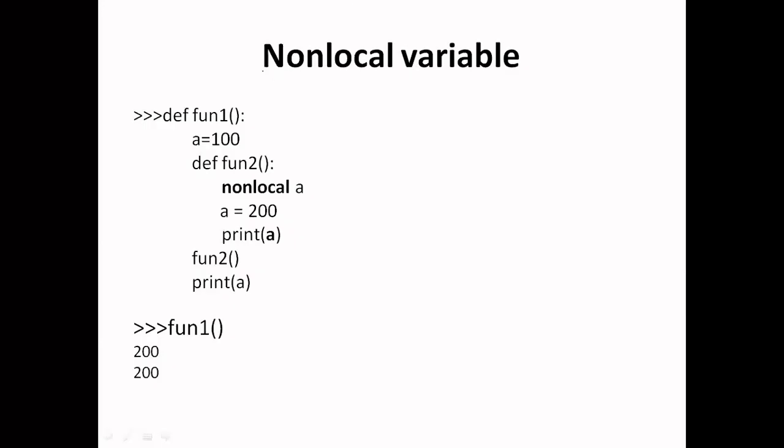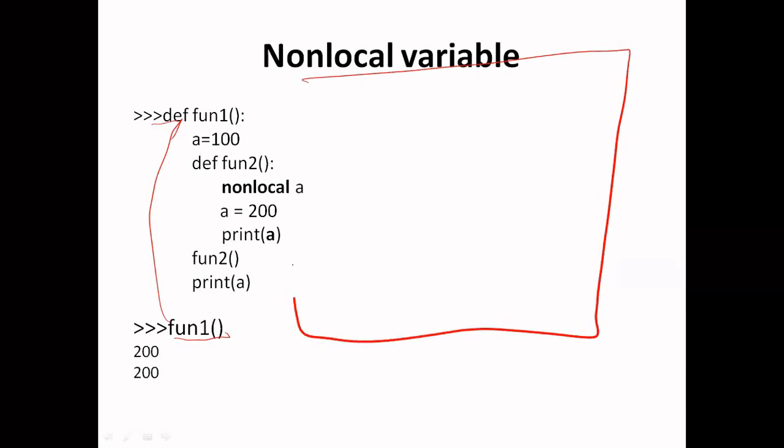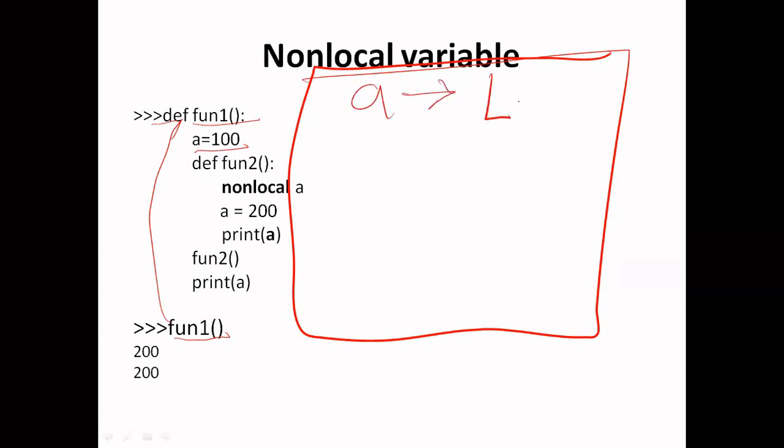So let's take an example of a non-local variable. In this case, I have defined a function 1, and then inside this function I have defined a function 2. So let's call this function fun1. When the control comes to this point, a local namespace will be created. First, a local namespace has been created for function 1, and inside this local namespace we have a variable a, which is bound to an object 100.